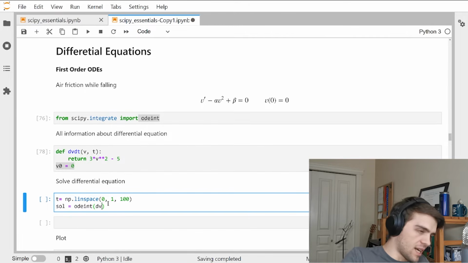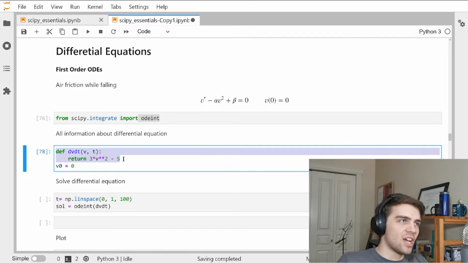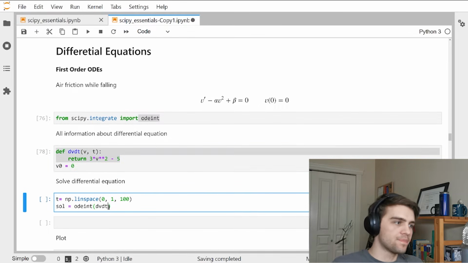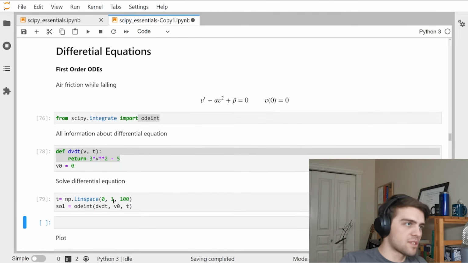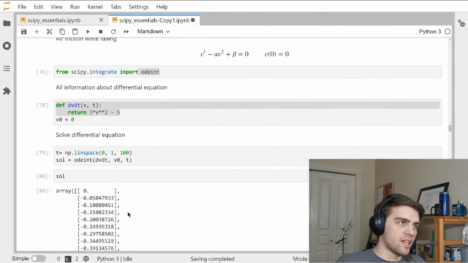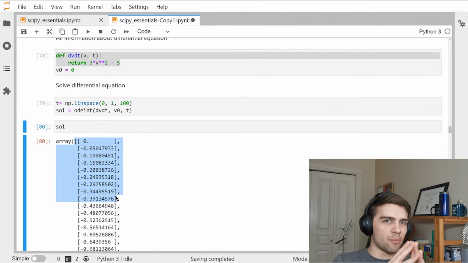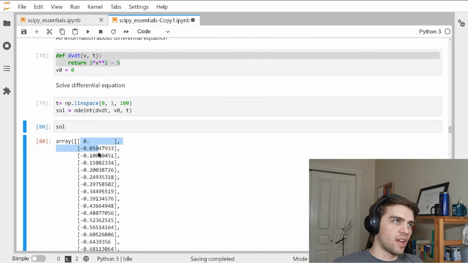I give it my dv dt. So all the information about the differential equation is contained in this function. I give it my initial condition, and I give it my times. And I have this sol here. This is contained in a weird format, but again, it will make more sense when you have multi-dimensional or coupled differential equations, and I'll explain that when I get there.